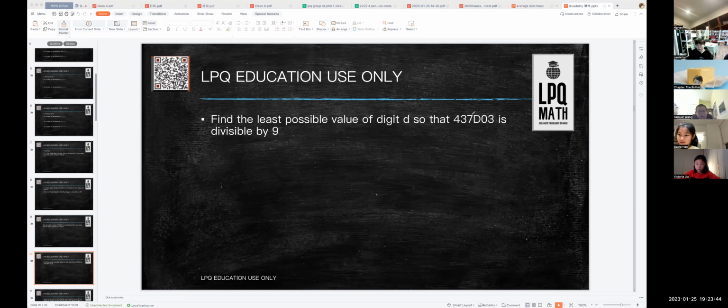好，我们来看一下这道题目怎么做的，对不对? So first of all, I think everybody still remember, right? So I have to add them together. So 4 plus 3 equals 7, 7 plus 7 equals 14, 14 plus 3 equals 17. So 17D03. So, sorry. 我们这个D要加上什么东西可以被九整除? 那最简单就是一啊。 Okay, very good.